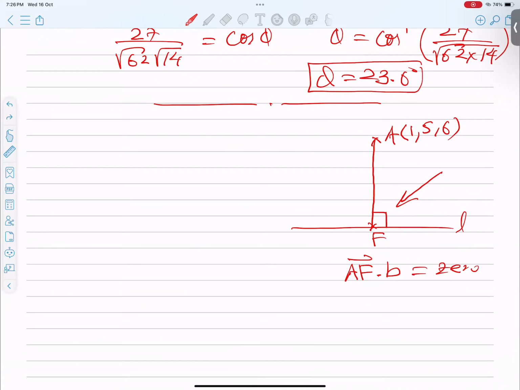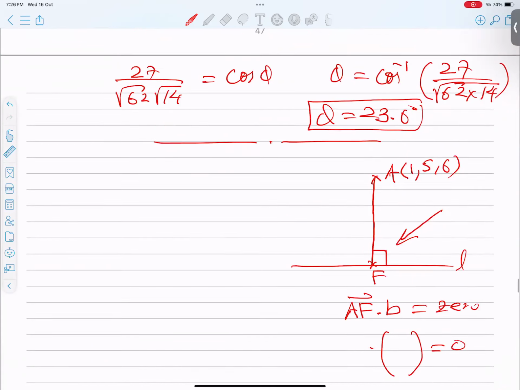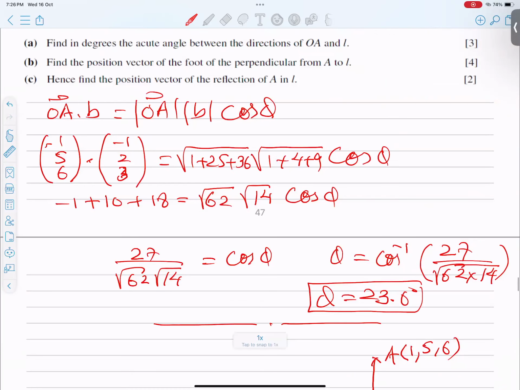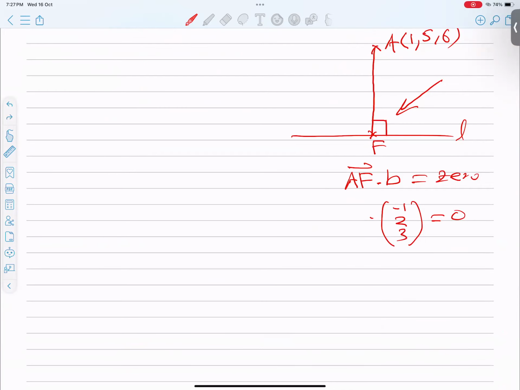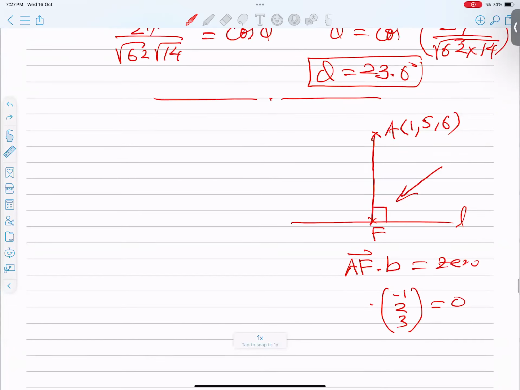Now the problem is with us. B I have; B is not a trouble. B is this: negative 1, 2, 3. The problem is, I don't have AF. Now, how to get AF, student? Let's start. I have the A coordinate, and the AF planning is so simple. AF is basically OF minus OA. I believe you got this point. But the problem is that I have OA, which is here, but what is OF? This is very interesting, because we have the line equation.